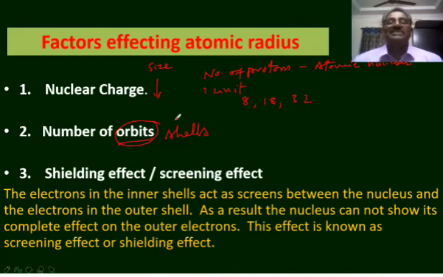Increase in nuclear charge causes decrease in the size of atom. Okay. That means the atomic radius decreases due to decrease in the size of the atom.